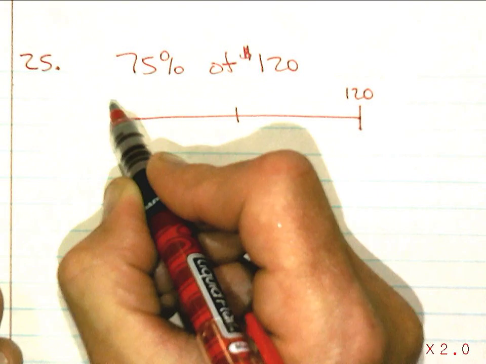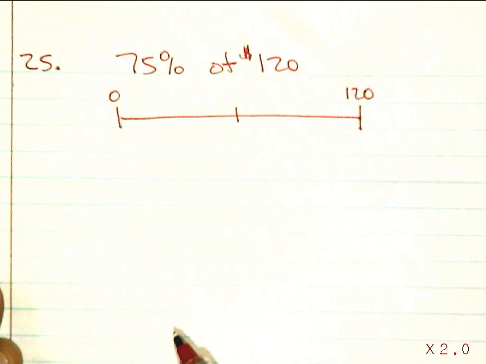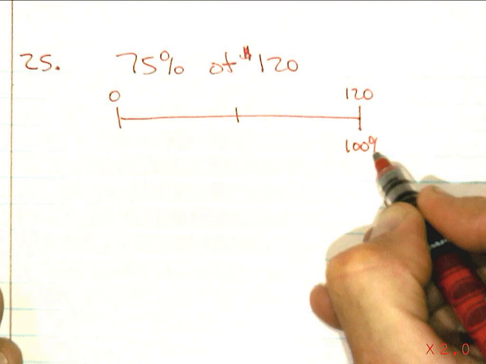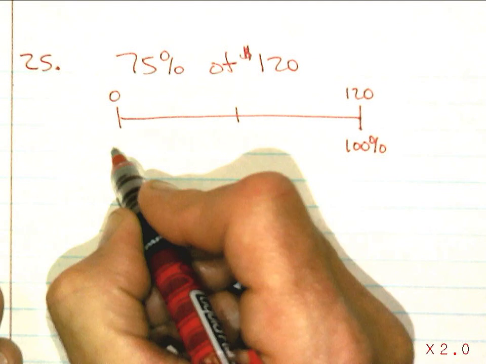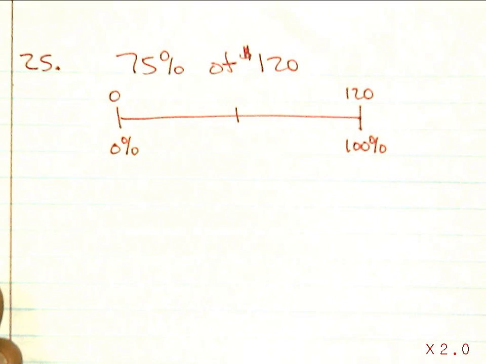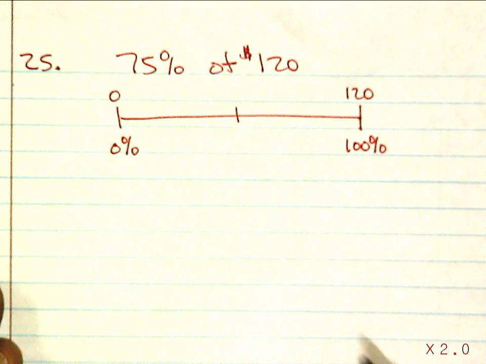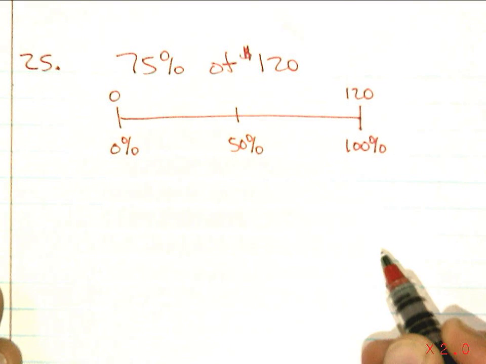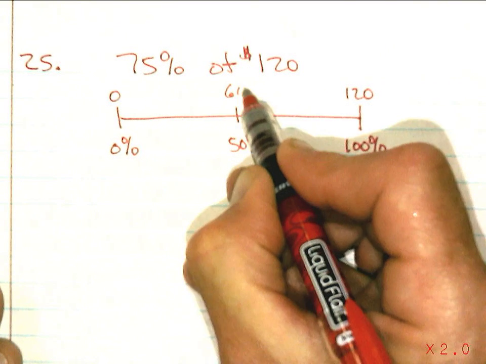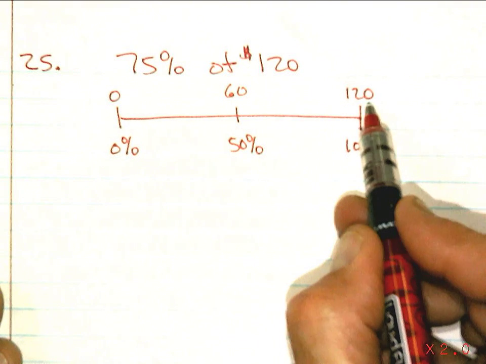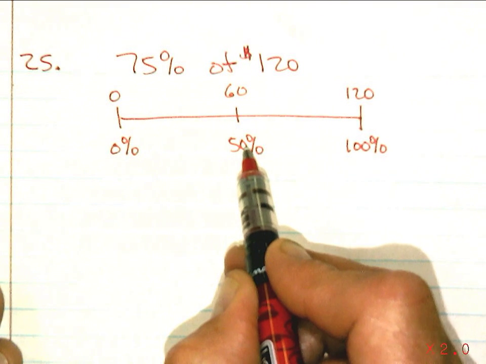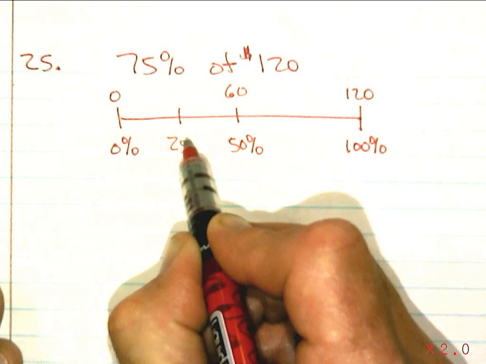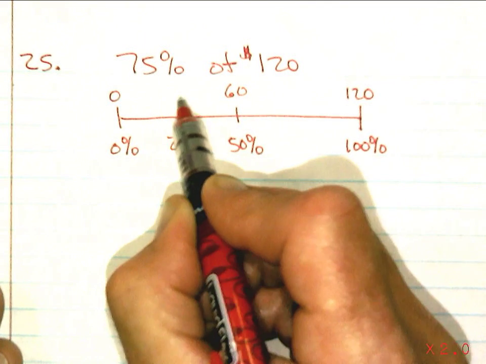It's all of it. If I had zero of it, it would be zero. If I had 100%, it would be 120. If I had 0%, that would be 0. If I had 50%, which is half of it, then I would have 60. Half of 120 is 60. If I had 25% of it, or half of half, that would be 30.